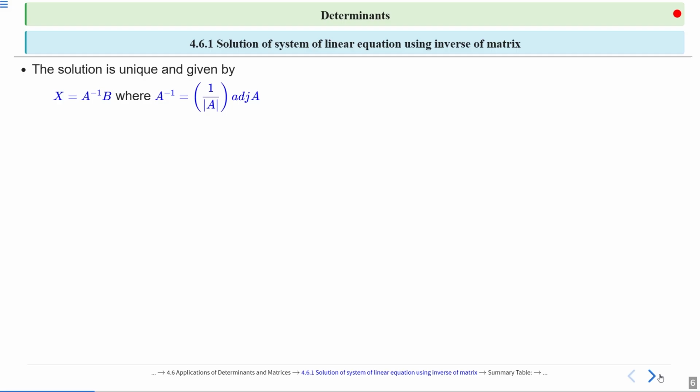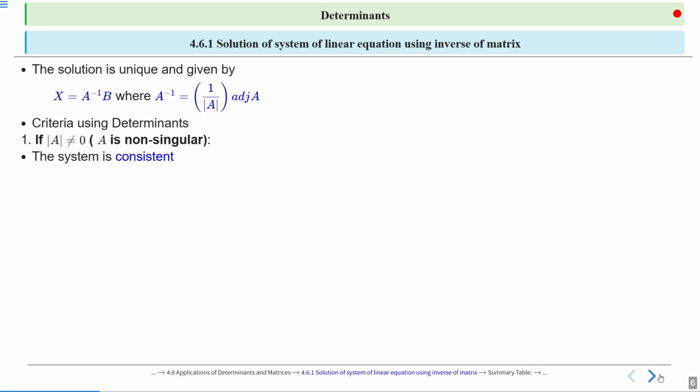So the solution is unique and given by X equals A inverse B, where A inverse can be found as 1 by determinant of A into adjoint of A. So this is your first criterion to have a unique solution for a system of linear equations. If the determinant of A is non-zero, then A inverse exists, and then we calculate X by the formula A inverse B, where A inverse is 1 by determinant of A into adjoint of A. In this case the system of equations has a solution, so the system is consistent and it has a unique solution given by X equals A inverse B.